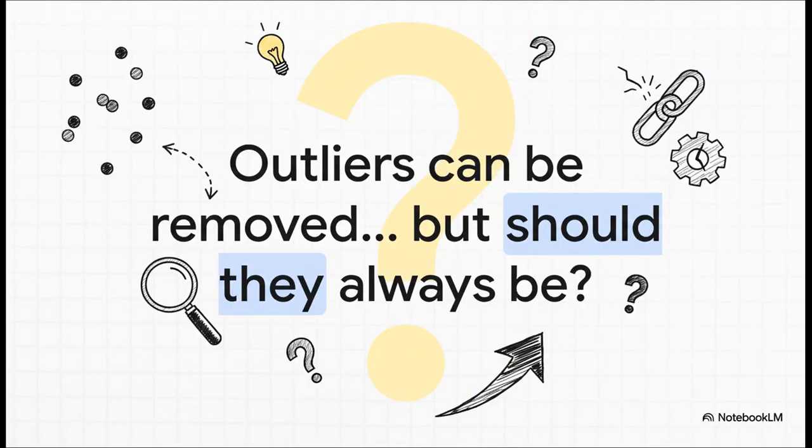Okay, so we've got all these awesome tools to hunt down and get rid of outliers. But I want to leave you with one last really important question. Just because you can remove an outlier, does that mean you always should? Because think about it, sometimes that weird data point isn't an error. Sometimes it's the most important piece of information you have. It could be a scientific breakthrough, a major security breach, or that one result that changes everything.